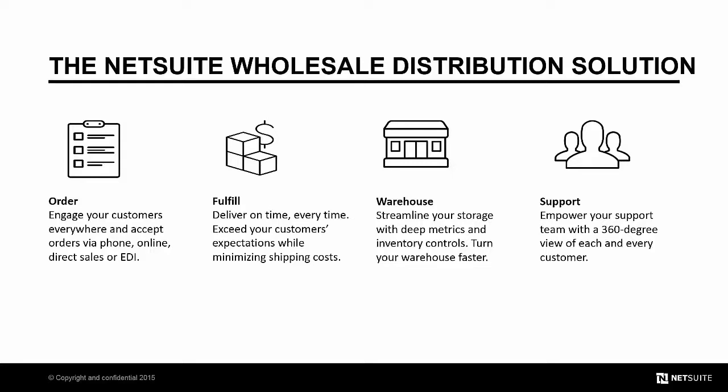In the warehouse, streamline your storage with deep metrics and inventory controls. Track every turn of inventory and turn your warehouse faster. Gain maximum visibility into your inventory to sales ratios. Minimize stockouts and obsolete items on the shelves. Leverage distribution centers and multiple branches. Reduce your inventory overhead costs. And analyze data metrics to improve warehouse efficiencies.